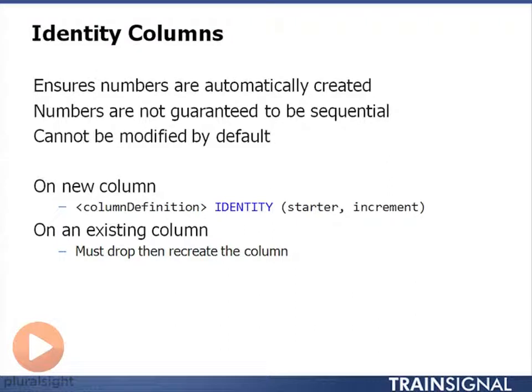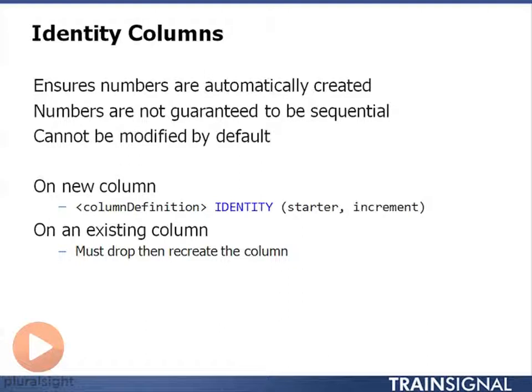Let's talk about an identity column. An identity column is very similar to a default constraint because it's automatically going to provide a value. The way an identity column works is you provide a seed, a starting value, and then an increment, which is how much it's going to add to the seed, and in turn the highest number, and so forth and so on.